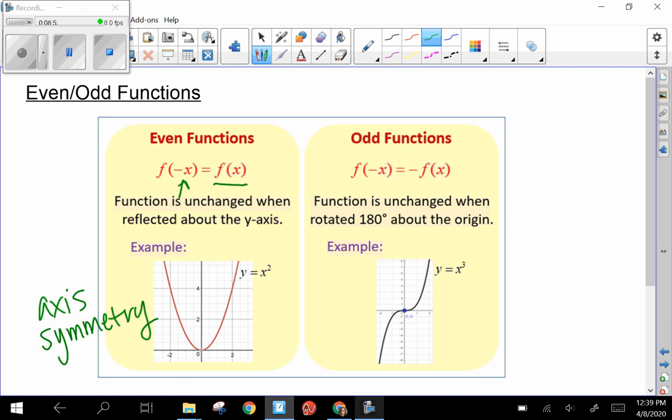An odd function, on the other hand, if you input the opposite, you get the opposite output. So the example in the picture there is a cubic function. We say that these things have origin symmetry.